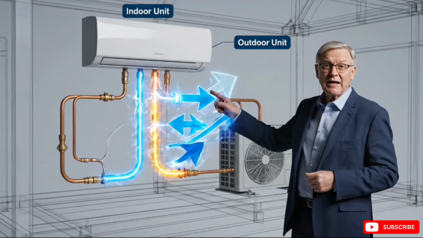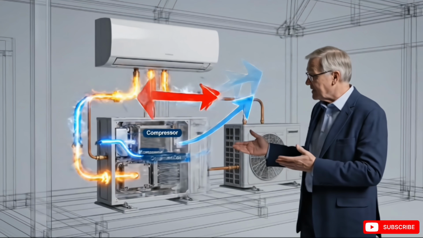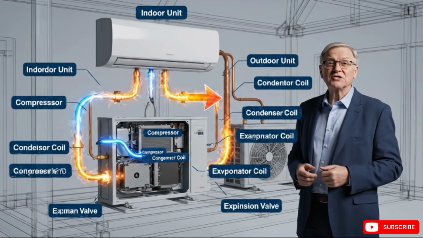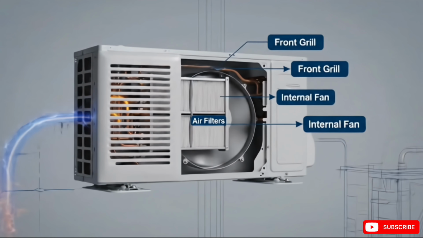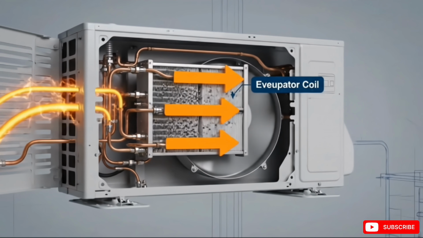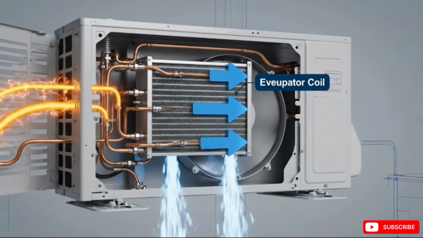Today we will understand how an air conditioner works step by step. An air conditioner does not create cold air. In the indoor unit, warm air from the room is pulled into the air conditioner by a fan. The air first passes through the coil.